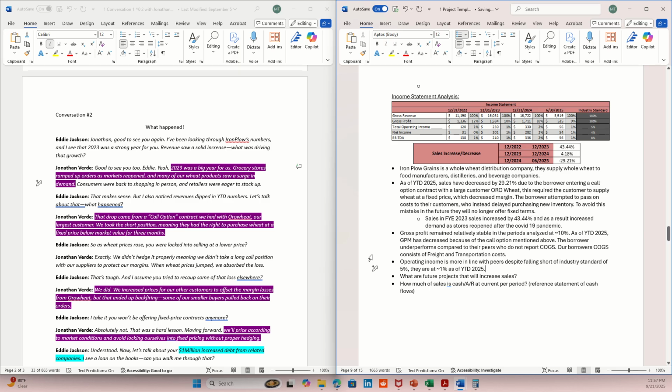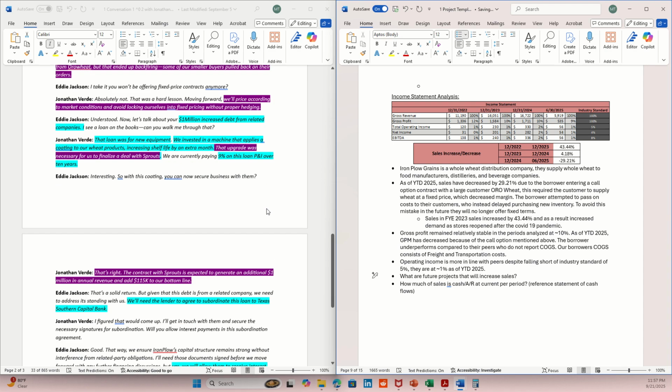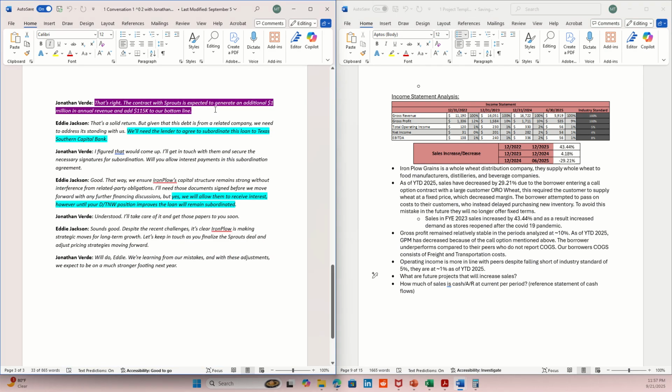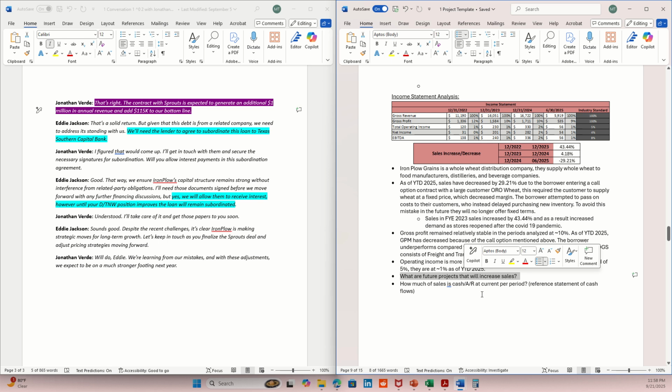Okay, simple statement. So what are their future projects that will increase sales? Remember, our customer said that they have a new contract with Sprouts that's going to add an additional $1 million to revenues and $115K to their bottom line. So what we can say is, what are future projects?